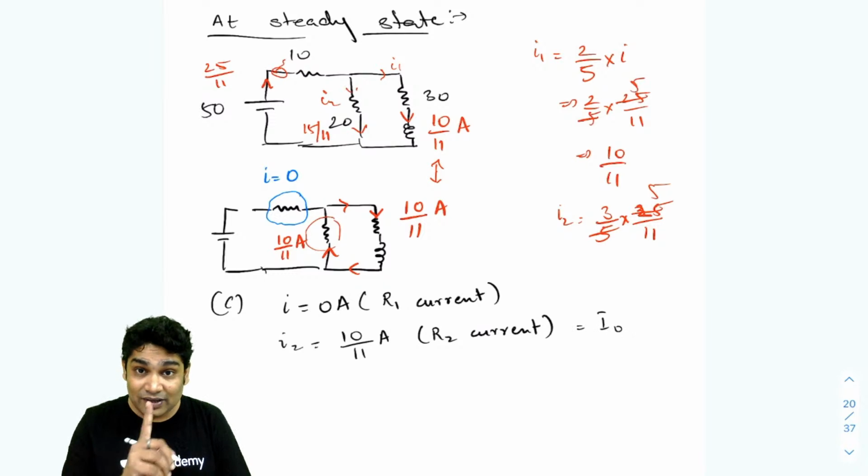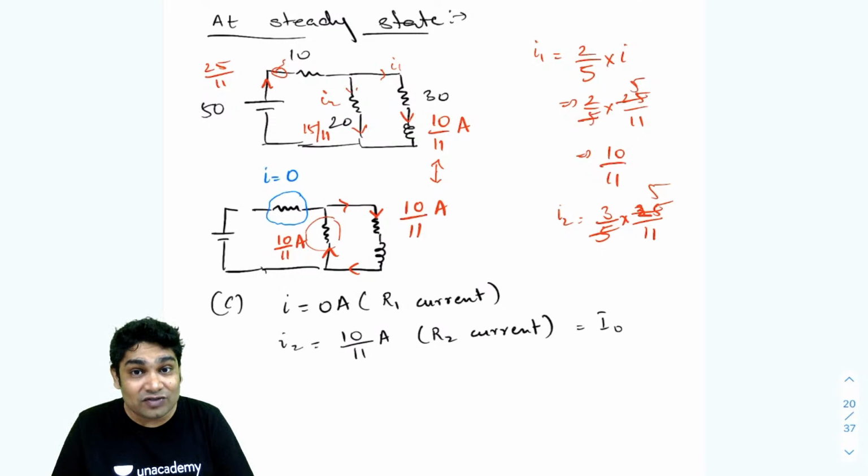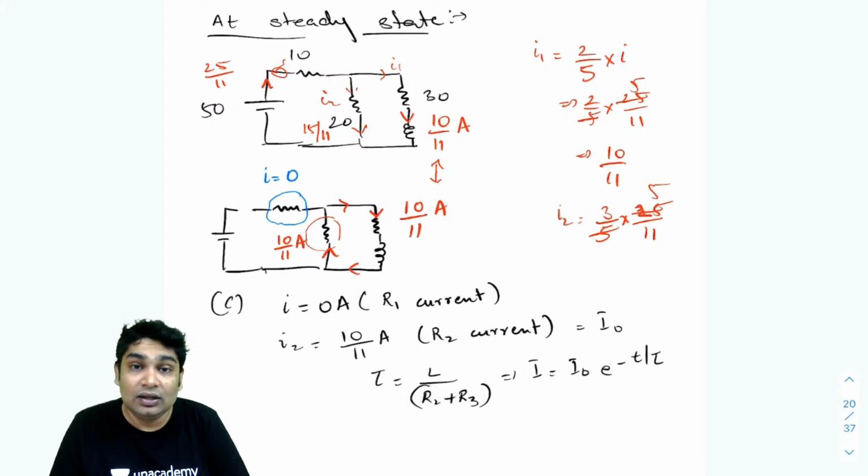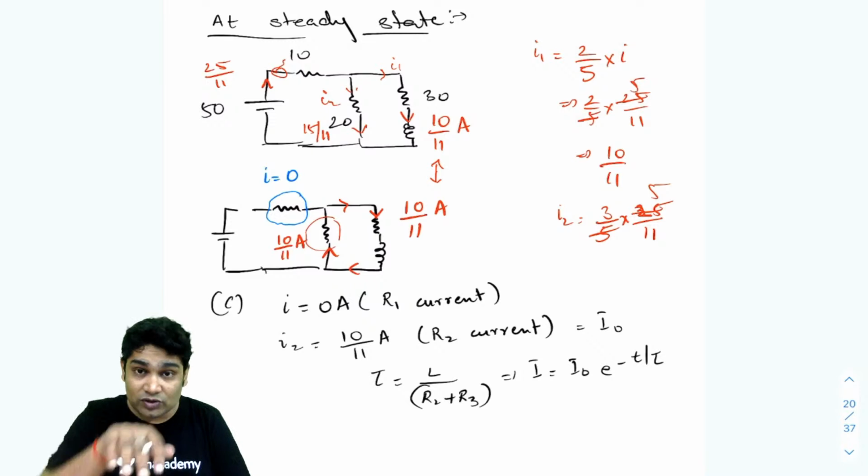And the time constant, what would have been the time constant? The total resistance would have been 20 plus 30, 50. So the time constant would have been L over R. So tau for this second part would have been L over R2 plus R3. With this time constant, the current would have fallen. I would have been I naught times e to the power minus t over tau. This is the equation that would have happened after this switch was opened, after case C has happened.